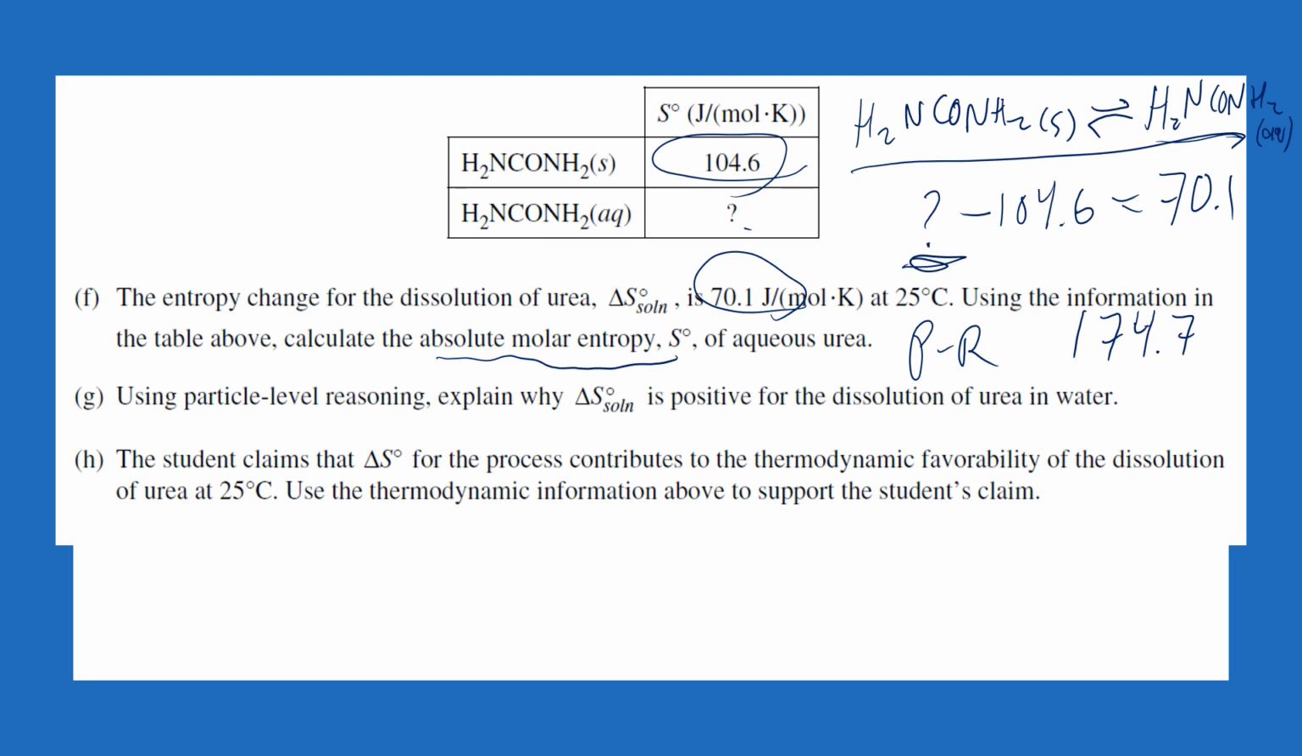Okay, so then it says, using particle level reasoning, explain why the delta S of the solution is positive for the dissolution of urea in water. Positive. So that 70.1 is positive. It's because those particles are splitting apart and becoming more disorganized, more spread out in the solution. That gives it more entropy. So anytime you have more moles of gas or more moles of liquid compared to a solid, aqueous things tend to be more disorganized than solid things.